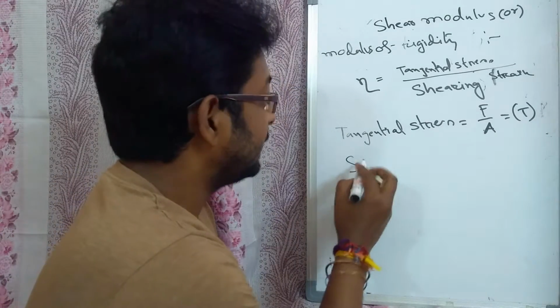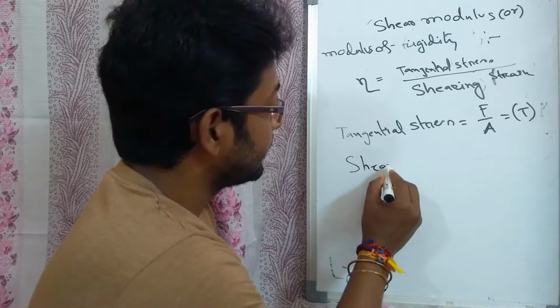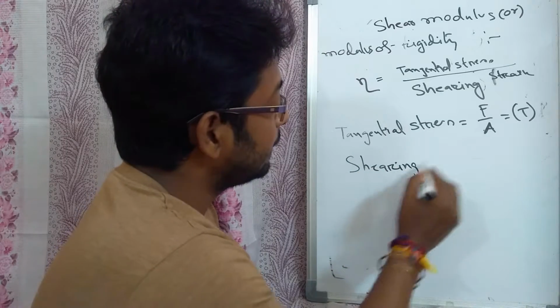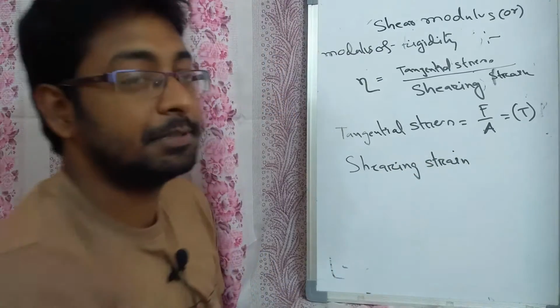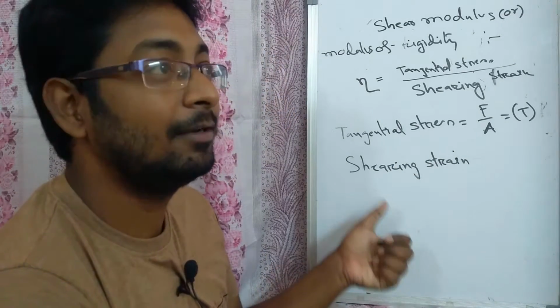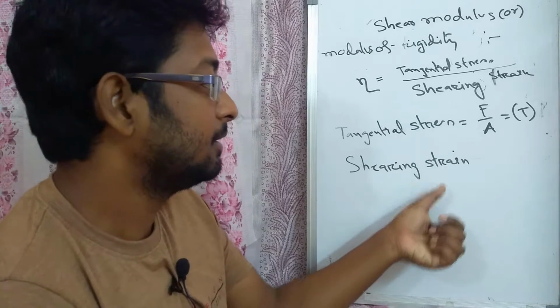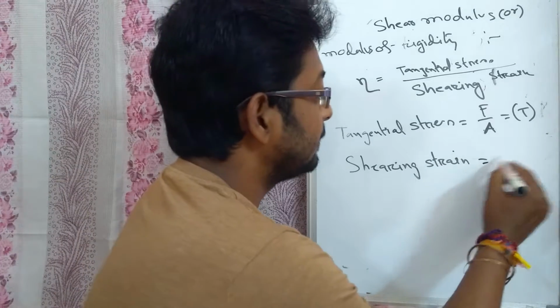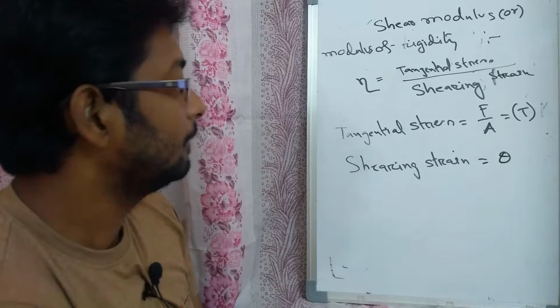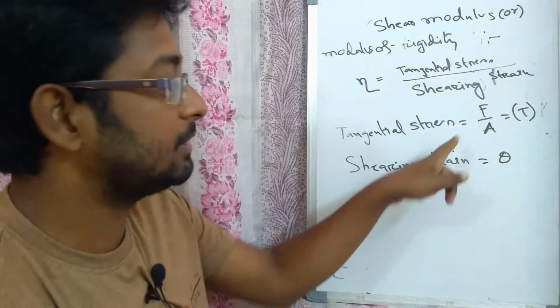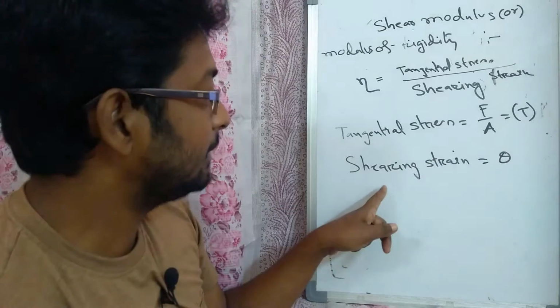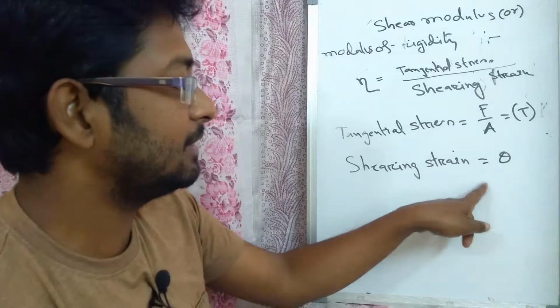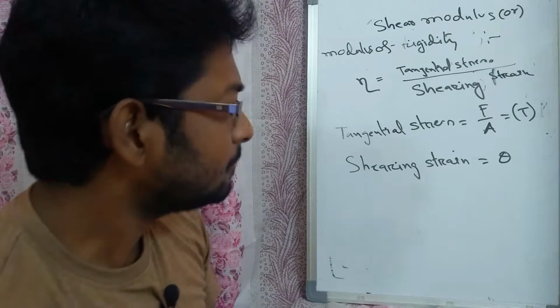And what is the value of shearing strain? Already we discussed the different types of strain: volumetric strain, longitudinal strain and shearing strain. So I can say that the shearing strain is equal to theta. So tangential stress, we know the stress equals force per area and we can represent it as T. And shearing strain we can represent as theta.